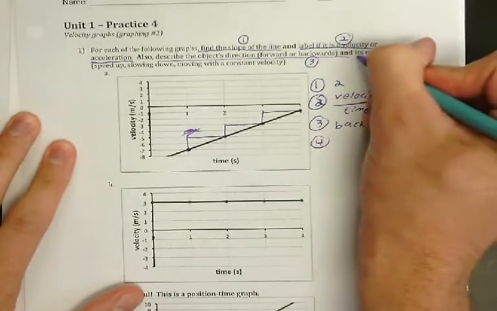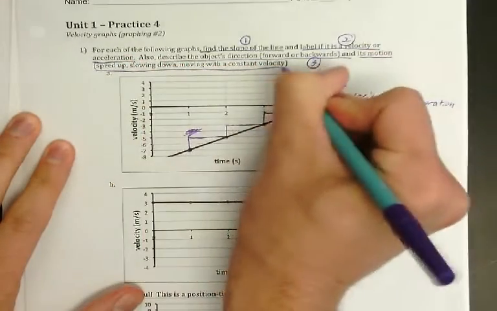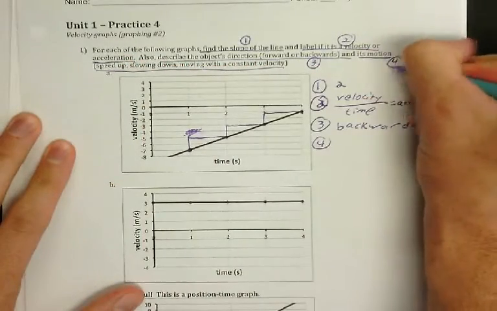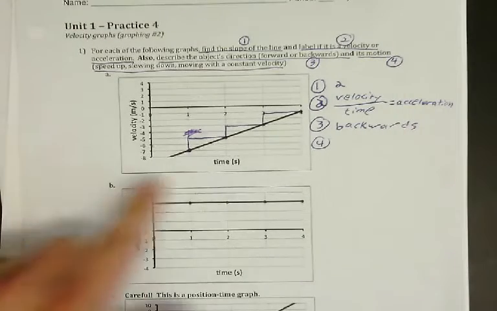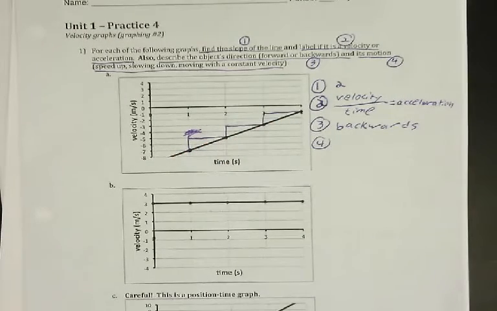And the last part is to describe its motion: speeding up, slowing down, or moving with a constant velocity. So, I notice that my velocities are getting smaller. Yes, I know that you're used to thinking of smaller negatives as bigger, but negatives are just direction. They're not size. So my velocity is getting smaller. That means it's going slower, which means it is slowing down.